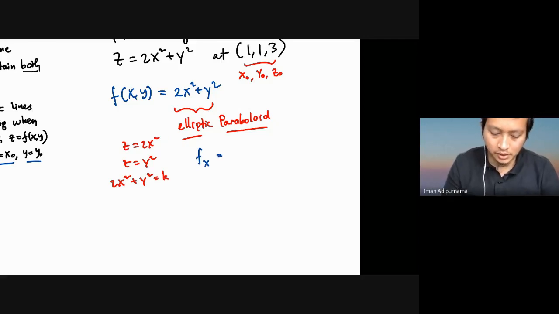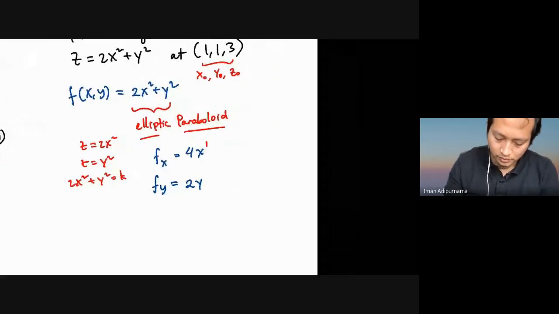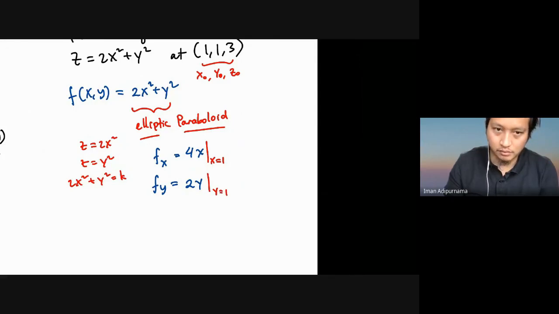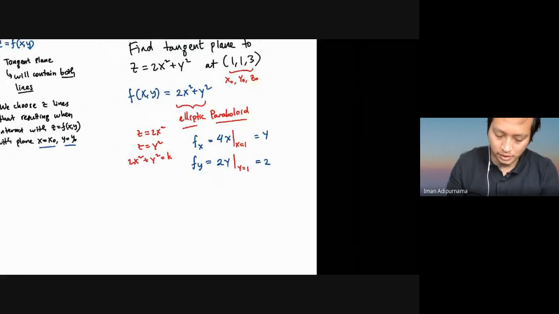Finding partial x from the equation, we just need to differentiate x and leave y as a constant, so the other term will be 0. And partial y will be 2y, and the other will be 0, right? And then plug in x equal 1 and y equal 1, right? So this will be 4, this will be 2. So it's not really complicated now. We can just write z minus 3 equals 4 times x minus 1 plus 2 times y minus 1, and you can solve it later.